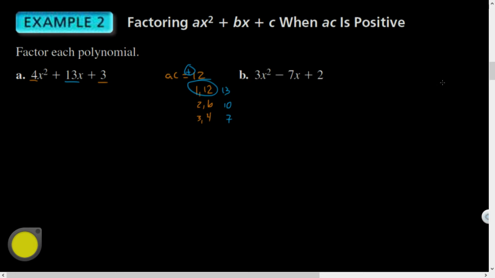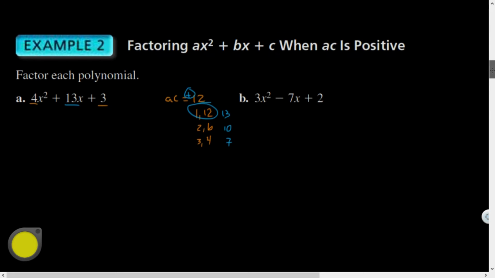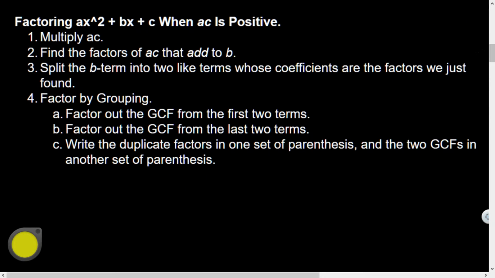Follow me here. Follow me. All right, step 3. I'll go back, don't you worry.